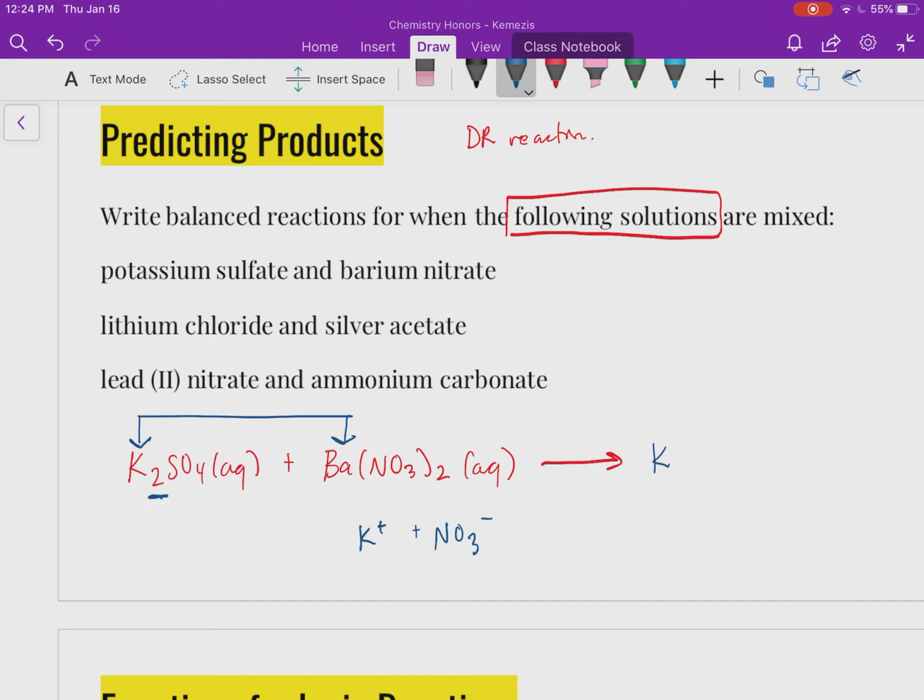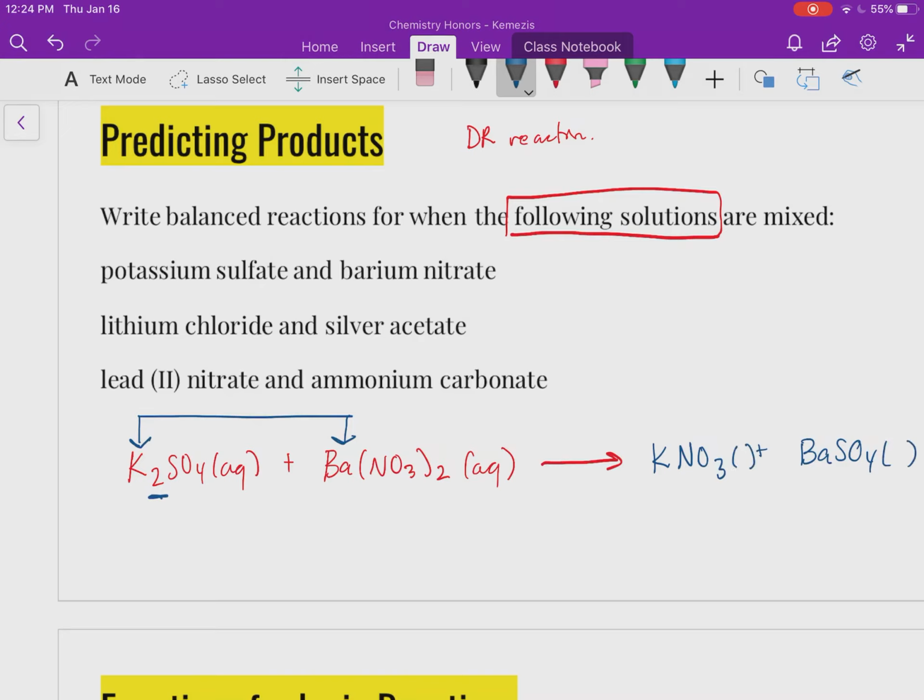Okay, so our new product between those two is KNO3, and you might be going, but there's two potassiums on the left side. Remember, neutral products first, then we can balance, okay? So potassium nitrate is one new compound, and then the next compound, barium is going to go with sulfate, and barium is +2, sulfate is -2, so we get BaSO4.